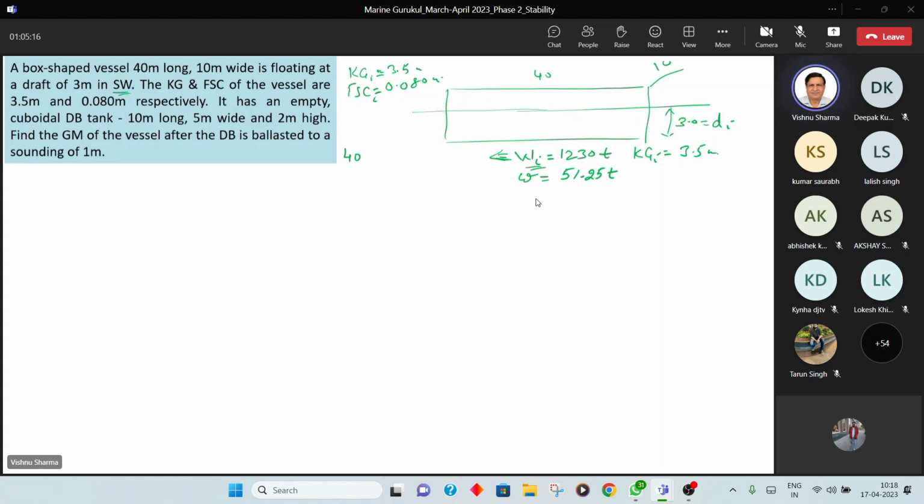Saurabh, in which density is the ship floating in the question? 1.025. So then what is the answer coming?